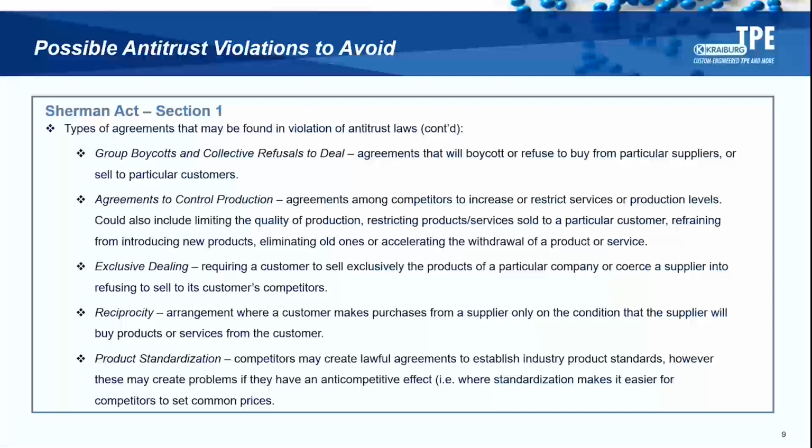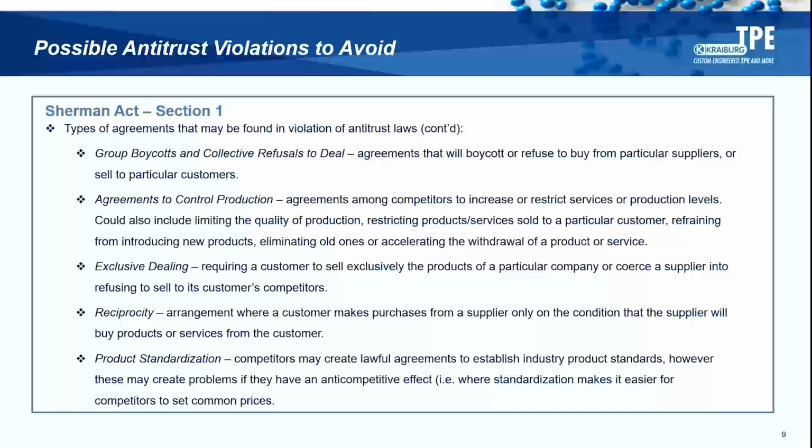Exclusive dealings, requiring a customer to sell exclusively the products of a particular company or supplier, or coerce a supplier into refusing to sell to its customers' competitors. Reciprocity is also covered by the Sherman Act. This is an arrangement where a customer makes a purchase from a supplier only on the condition that the supplier will buy products or services from the customer.